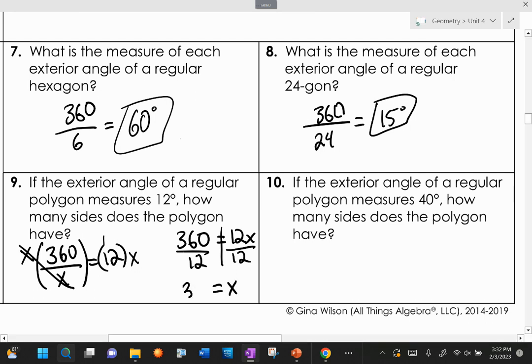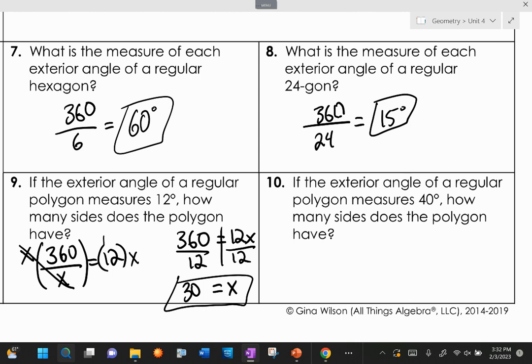Equals. Oh, not degrees. Sorry, 30. Yeah, I did 360 divided by 40. I got the same answer by dividing it by 12. I got 360 divided by 12 equals 30. Yeah, that's what I got as well.